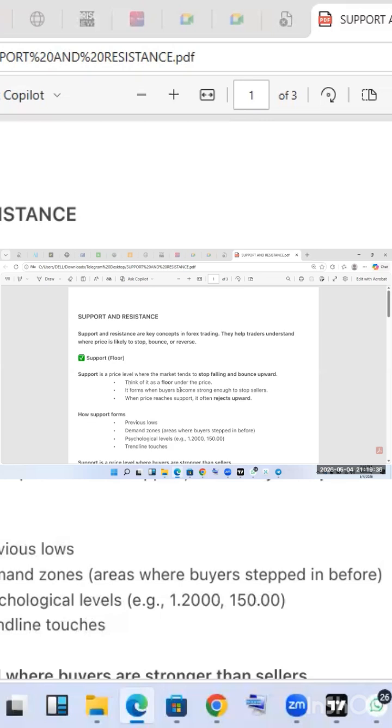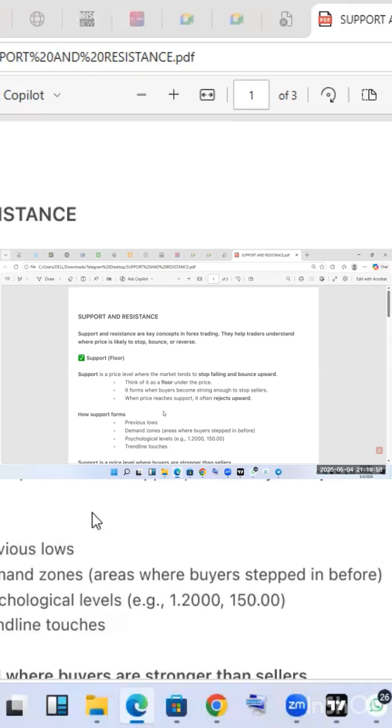So yeah, think of it like the floor under the price. It forms when buyers become strong enough to stop sellers. When price reaches support, it often rejects upward. So what it means is, when price is falling, once you get to a particular support, buyers are in charge there, so it will definitely bounce back.